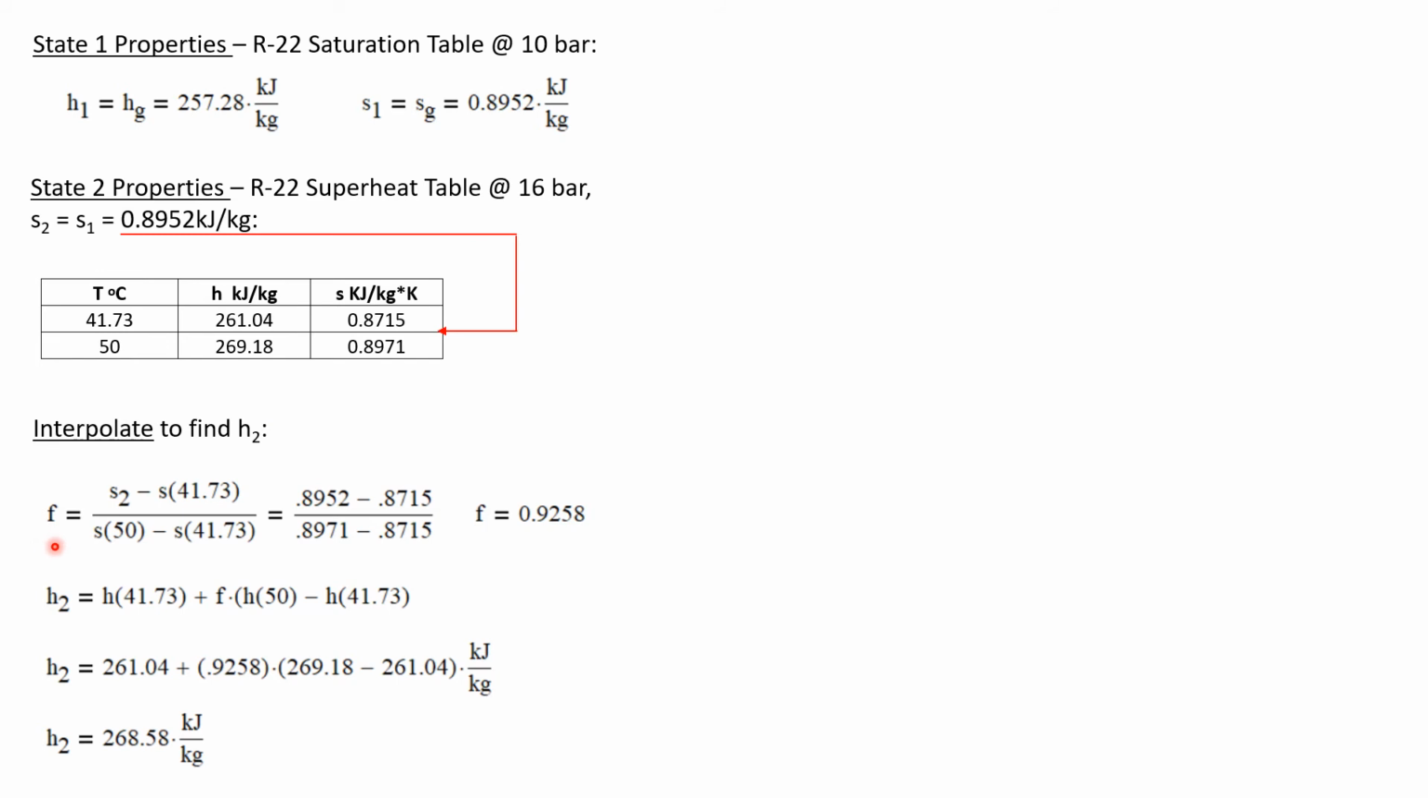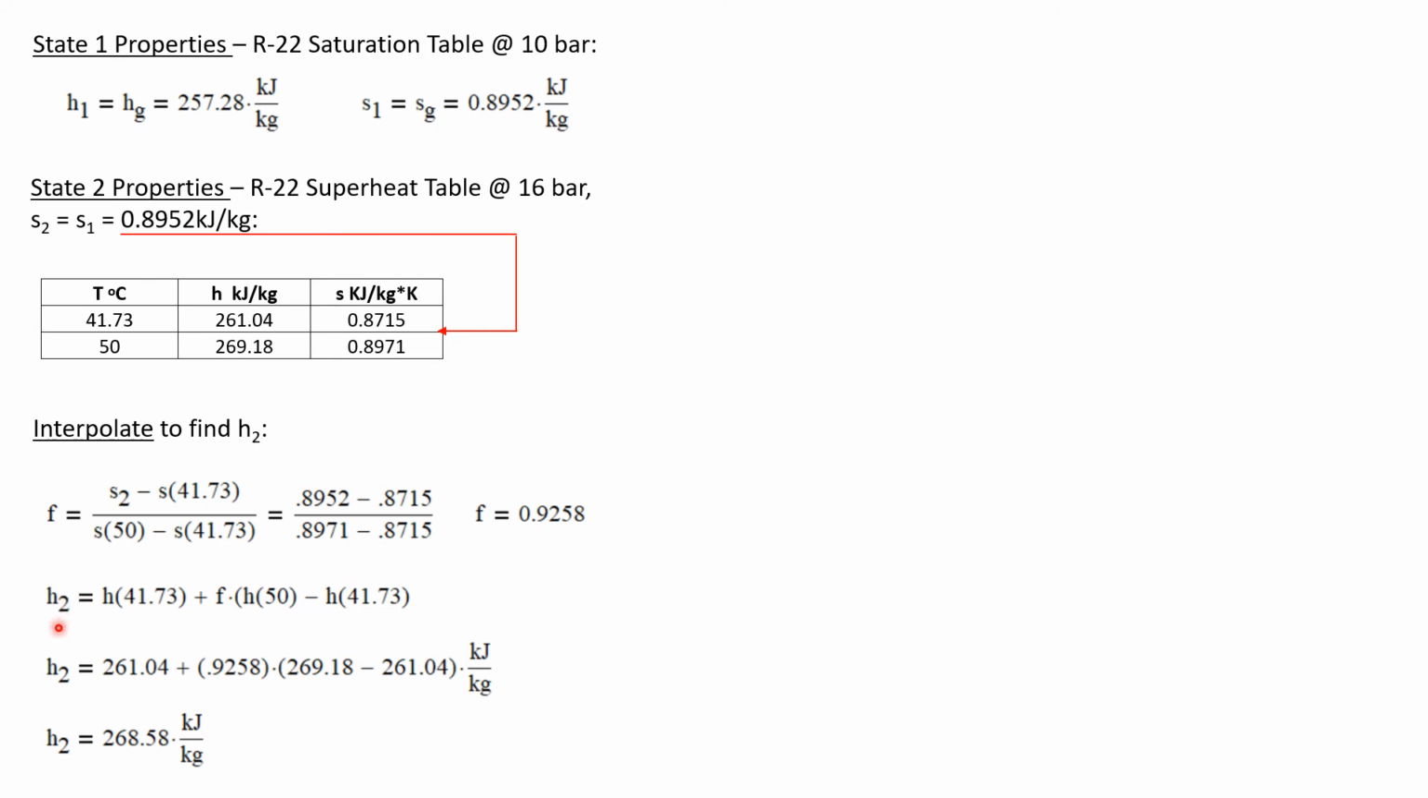As you know, I like to find an interpolation factor independently as my first step in interpolating. And my F value here, as I call it, would be 0 for row 1 and 1 for row 2. And the calculated F value tells me how far between these two rows I am. So my interpolation factor F is just S2 minus the entropy value in the first row, divided by the entropy value in the second row minus the entropy value in the first row. So I can plug in all those numbers, and I get an interpolation factor of 0.9258. So you can see we're much closer to the second row than we are to the first.